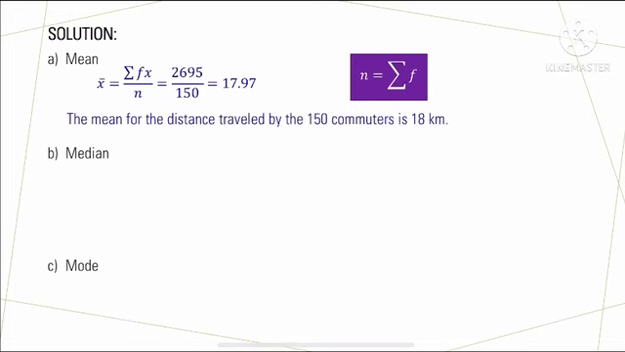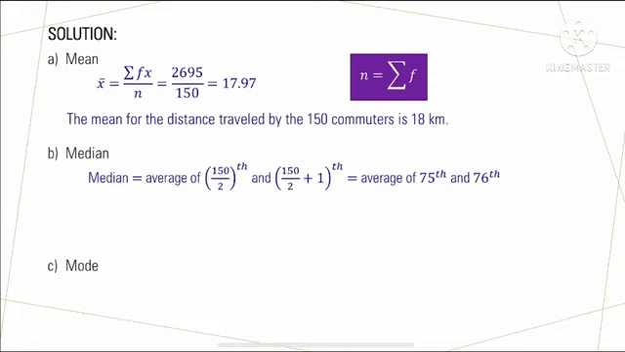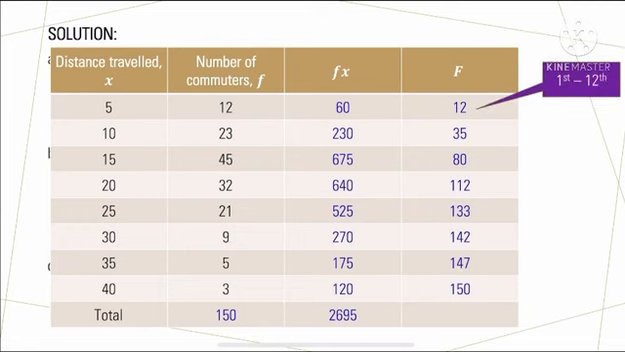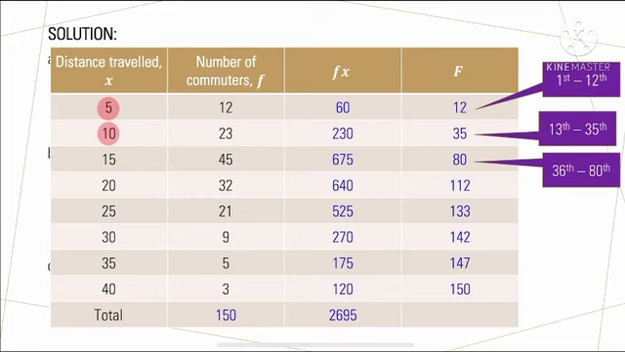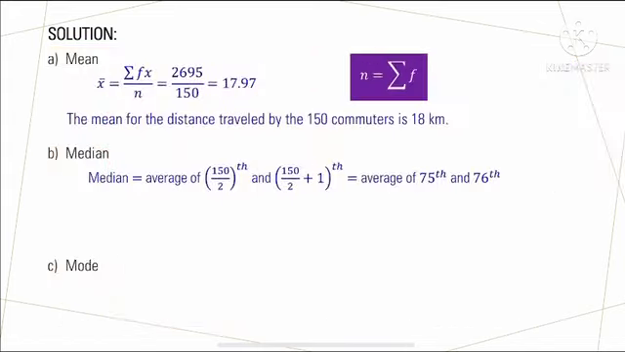Since the number of data is 150, which is even, the median is the average of the 2 data in the middle, which are the 75th and 76th observations. To find the data, we refer to the cumulative frequency. 12 here means that the first 12 data are 5. The 13th to 35th data are 10. The 36th to 80th data are 15. That means the 75th and 76th are both 15. So the median is equal to 15 kilometers.